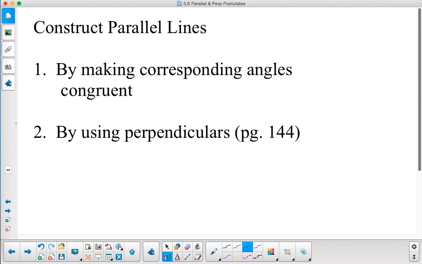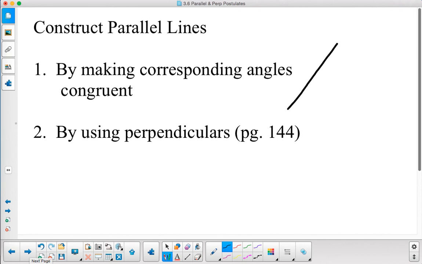Oh, we did not do the parallel constructions. So this is just putting some things together from before. I'll sketch it out. We might need to do this in class. But I showed you how to copy angles on Friday in our bell ringer, so you will use that when you do this first one.